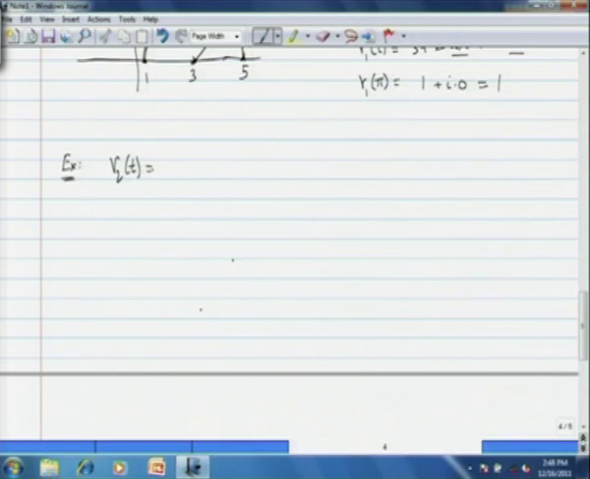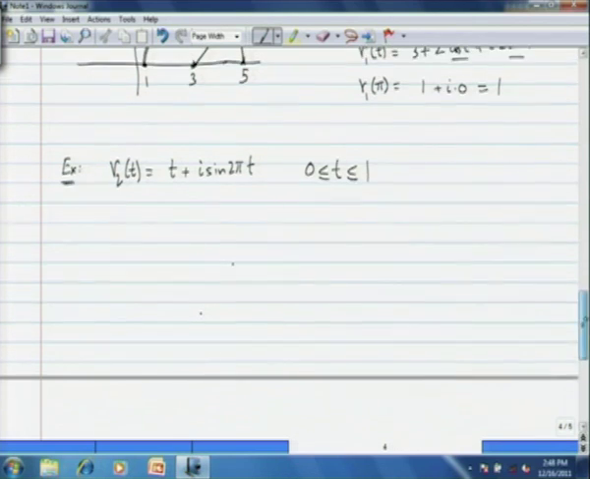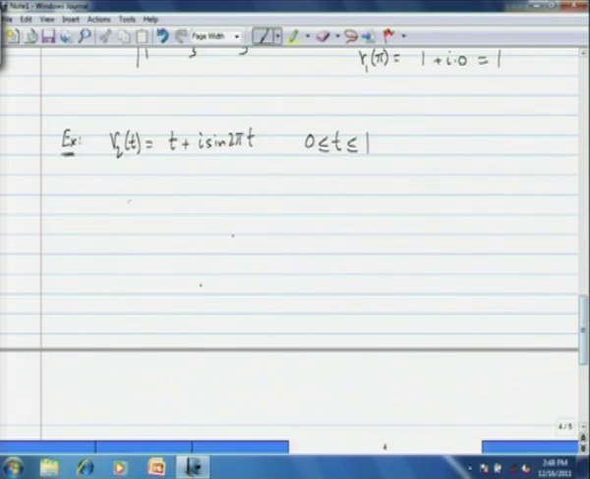Gamma 2 of t equals t plus I sin 2 pi t, where t ranges, let us say, between 0 and 1. Well, gamma 2 of 0 is 0 plus I sin 0, so you get 0. So this starts at 0, and gamma 2 traces the sine curve in the complex plane, where the real axis is acting as the x axis for the graph of the sine curve.